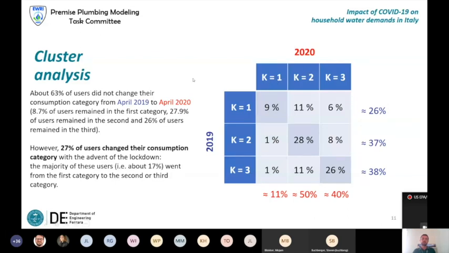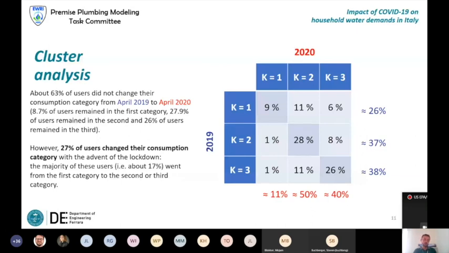And we can state that around 60% of the users did not change their consumption category, moving from the pre-lockdown period to the lockdown period. But let me say that 27% of the users changed their consumption category. And in particular, the majority of these users, about 70%, moved from the first class to the second or third class. And this is quite evident if we try to think of the impact of the lockdown on users' habits.